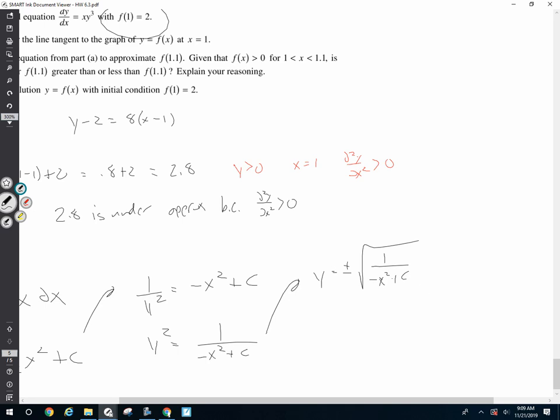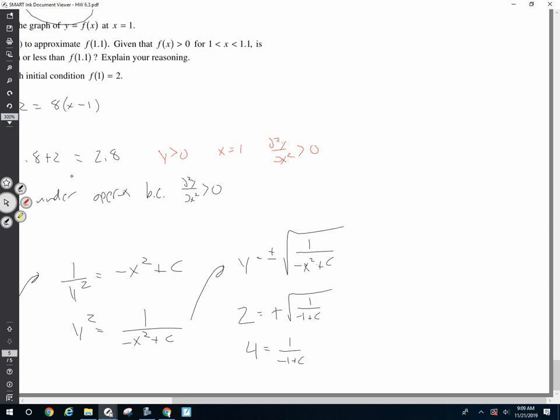We're told f of 1 is equal to just 2. So when I plug in 1, I better get the positive 2. So I get 1 over, again, plug in 1, it's 1 squared, but it's negative 1. It's 1 squared first, then negative. Square both sides, I get 4 equals 1 over negative 1 plus c. Take the reciprocal of both sides, 1/4 equals negative 1 plus c. Add 1, 5/4 is c. My solution is y equals the positive root 1 over negative x squared plus 5/4.